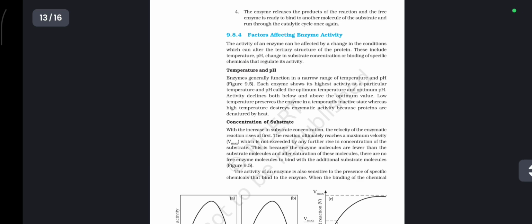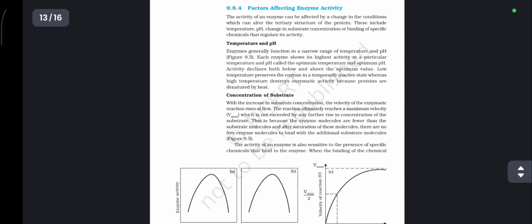Temperature and pH. Enzymes generally function in a narrow range of temperature and pH. Figure 9.5. Each enzyme shows its highest activity at a particular temperature and pH called the optimum temperature and optimum pH. Activity declines both below and above the optimum value. Low temperature preserves the enzyme in a temporarily inactive state, whereas high temperature destroys enzymatic activity because proteins are denatured by heat.